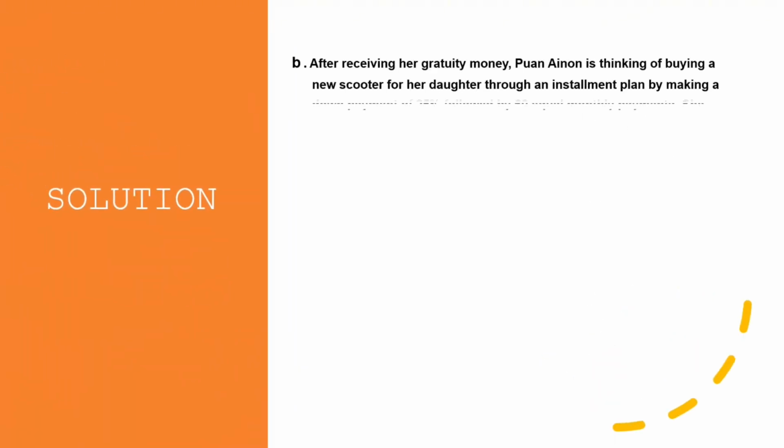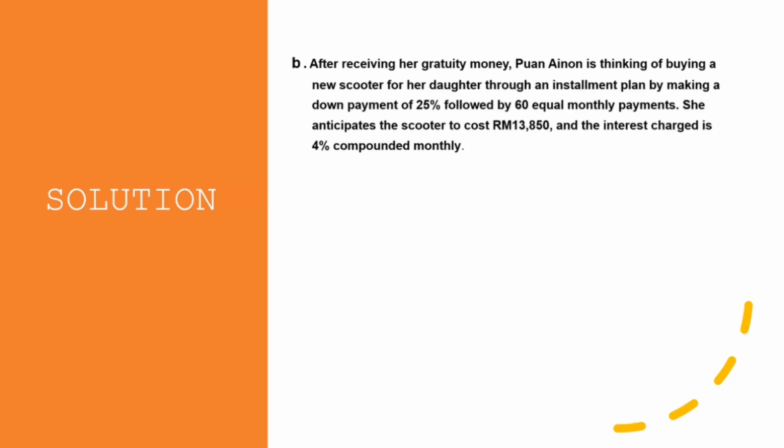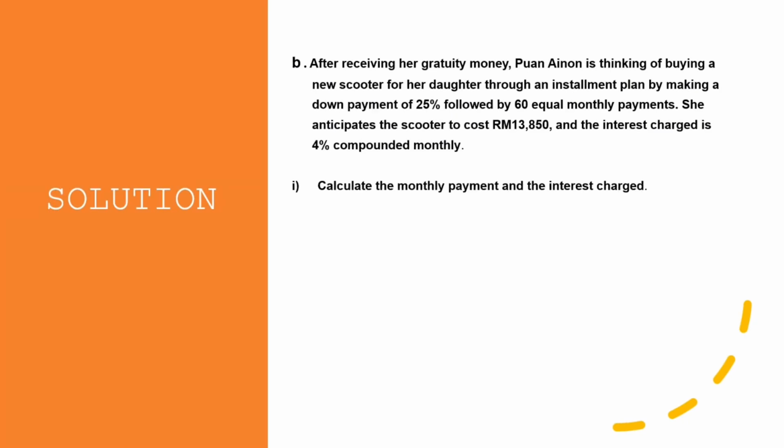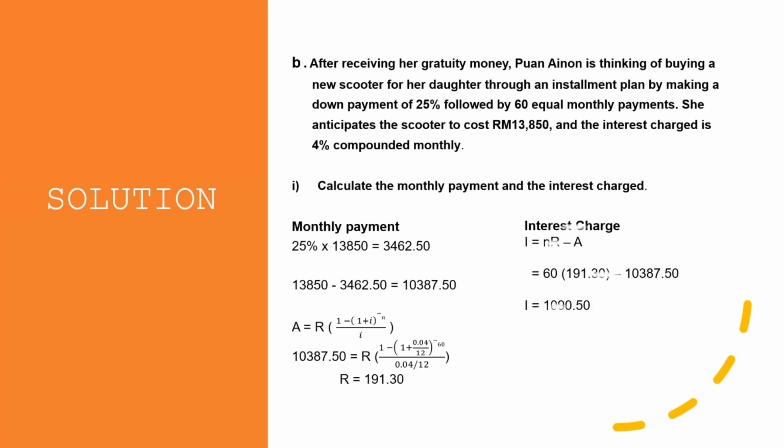Now, we hop on to question B. After receiving her gratuity money, Puan Ainun is thinking of buying a new scooter for her daughter through an installment plan by making a down payment of 25% followed by 60 equal monthly payments. She anticipates the scooter costs 13,850 and the interest charge is 4% compounded monthly. The first question is to calculate the monthly payment and the interest charge.